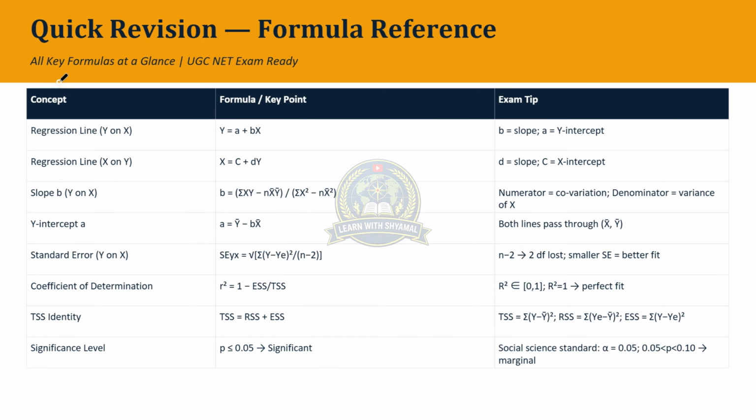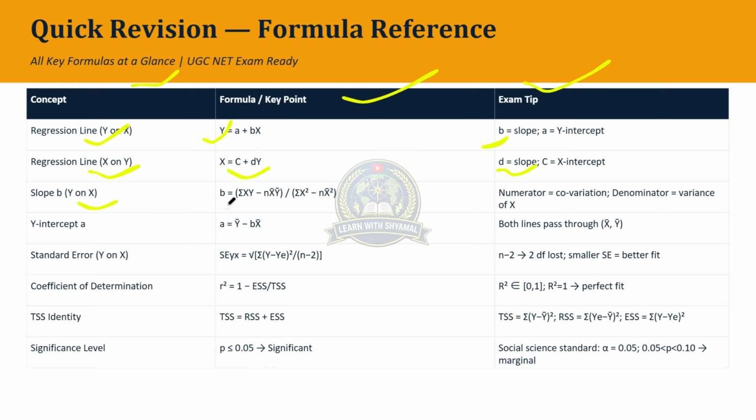Okay, concept, formula or key point, and exam tips. Regression line, y on x: y is equal to a plus bx, where b is the slope and a is the y intercept. Regression line, x on y: x is equal to c plus dy, where d is the slope and c is the x intercept.